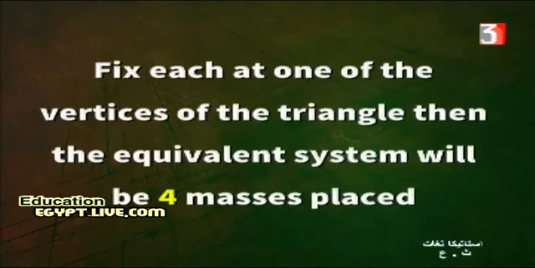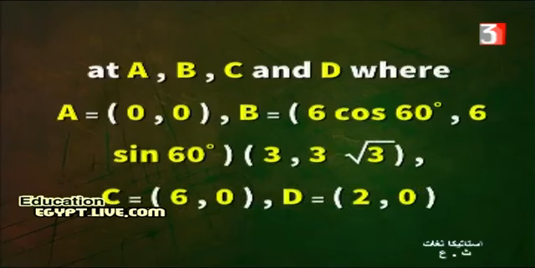Fix each at one of the vertices of the triangle, then the equivalent system will be 4 masses placed, not 2 masses. Why? Because we divided the mass of the lamina into 3 equal masses at A, B, C, and D, such that the point A is the origin point. Look at the figure to determine A, B, C, and D.